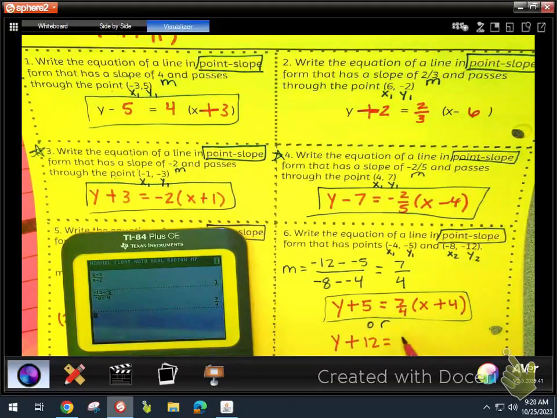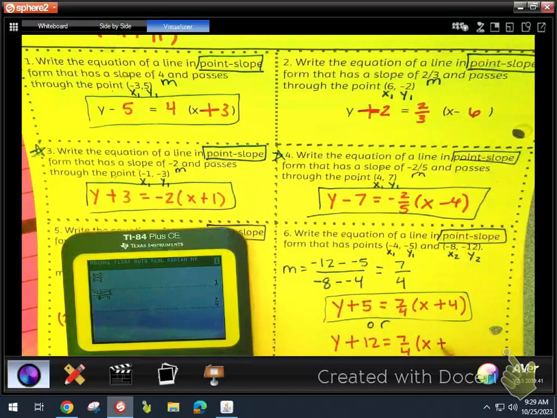Equals 7 over 4, and then parentheses x minus 8, but you change it to plus 8. Minus -8, that's why it changes to a plus 8. Okay? So you're getting it right, I just want you to make sure that you're saying it correctly. Minus -12 minus -8. That's why it becomes that. Okay? All right, so that is as far as we will take it today.